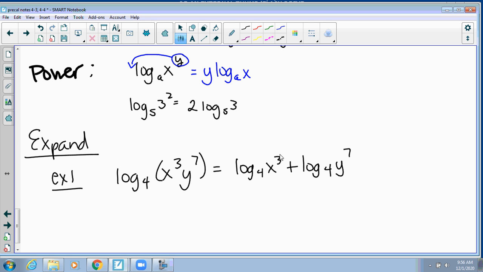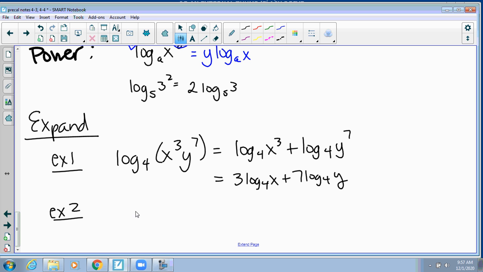And then I notice that I have these powers that are here, and I want to go ahead and move them down to the front. This will be 3 log base 4 of x plus 7 log base 4 of y. Okay, when you're expanding, you don't want there to be any powers left, and you want each variable to have its own separate logarithm.